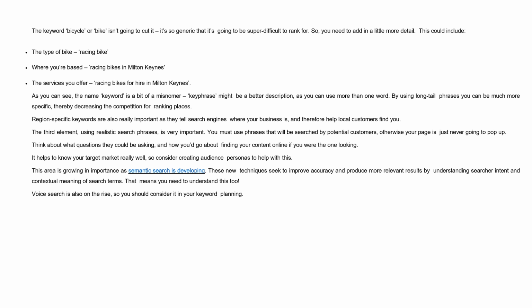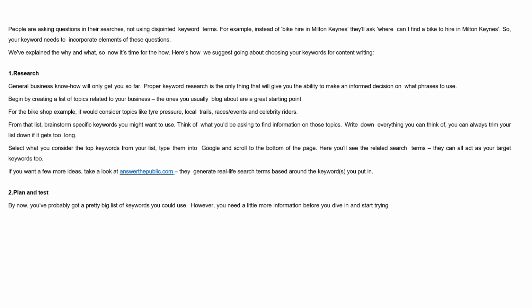Voice search is also on the rise, so you should consider it in your keyword planning. People are asking questions in their searches, not using disjointed keyword terms. For example, instead of "bike hire in Milton Keynes", they'll ask "where can I find bikes to hire in Milton Keynes?" So your keywords need to incorporate elements of these questions.